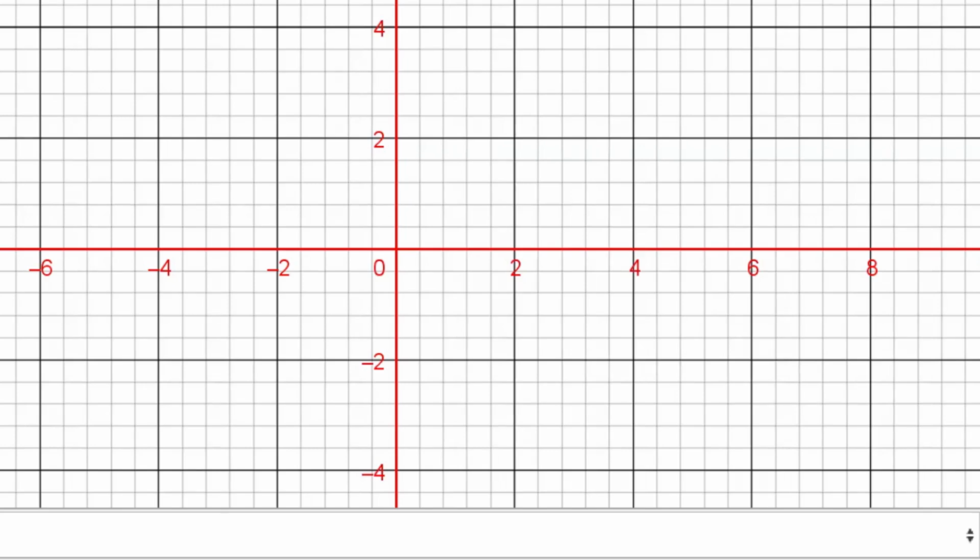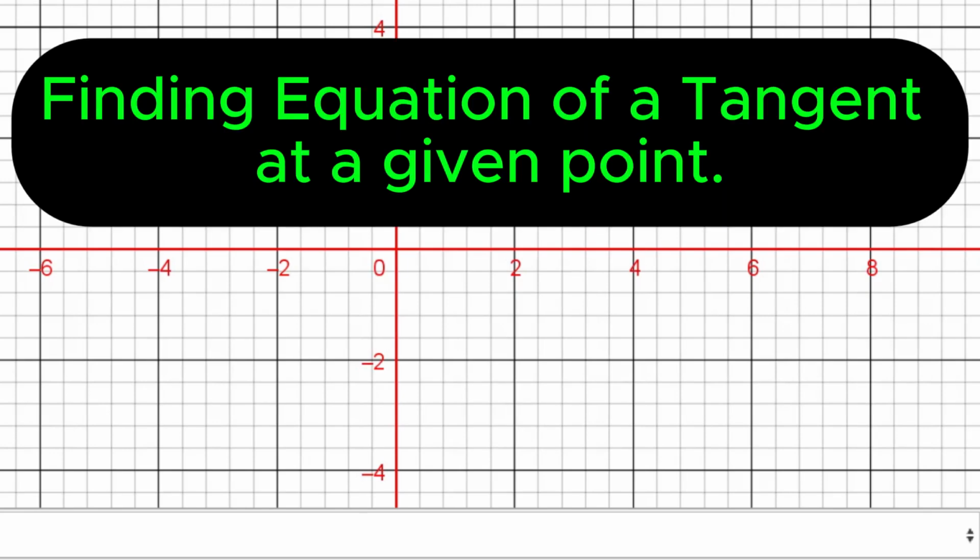Today, we are going to look at how to find tangents drawn on a curve at a given point.